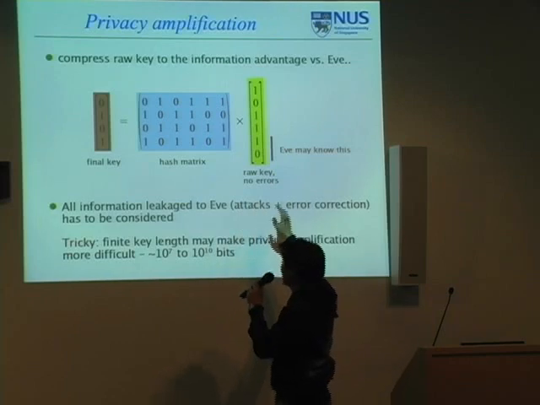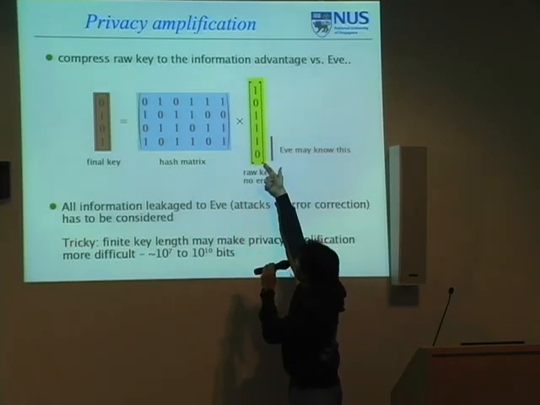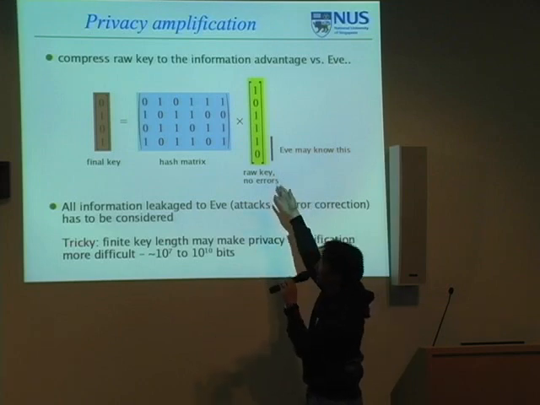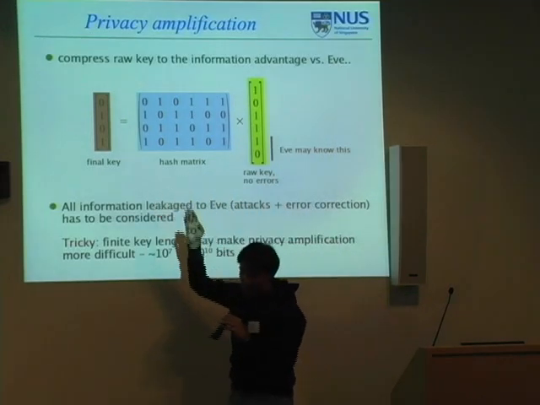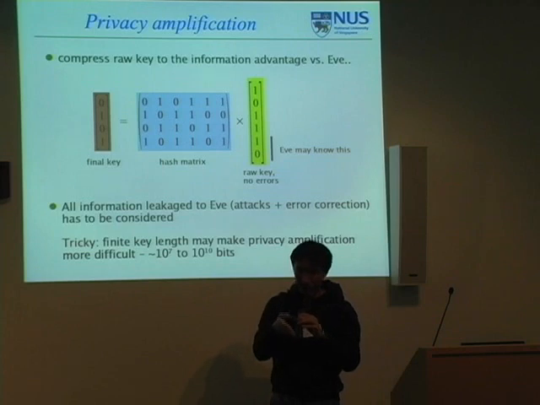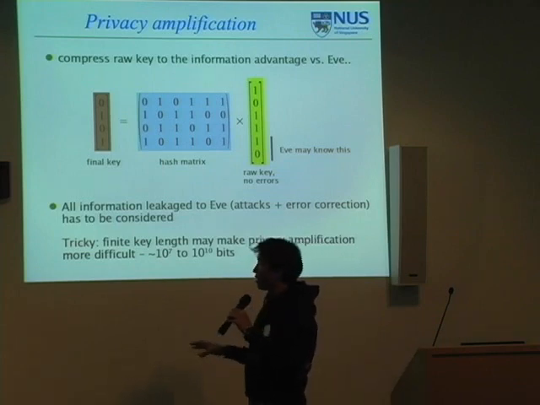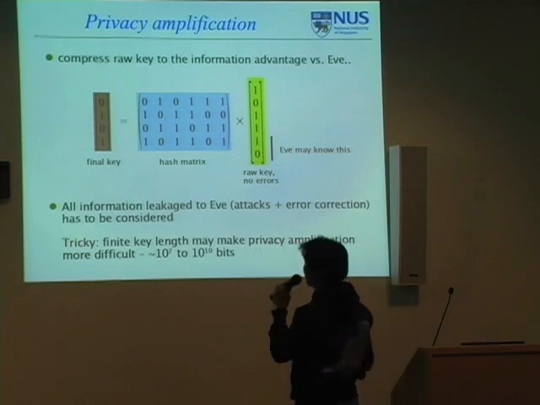But what you're doing is mixing what Eve doesn't know with what she knows. So in the end, in the final key, she still has to guess whether that bit was a 0 or 1. And in that way, you're trying to compress and remove all the mutual information that Eve will have.